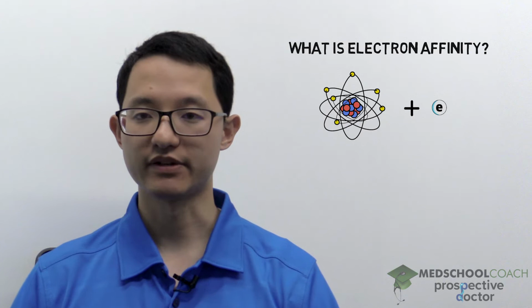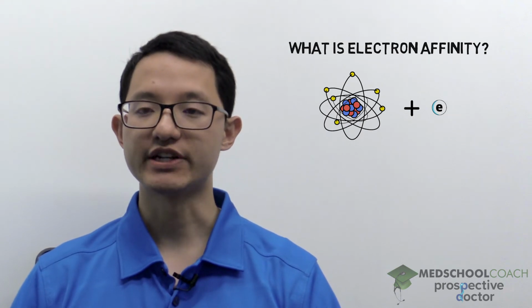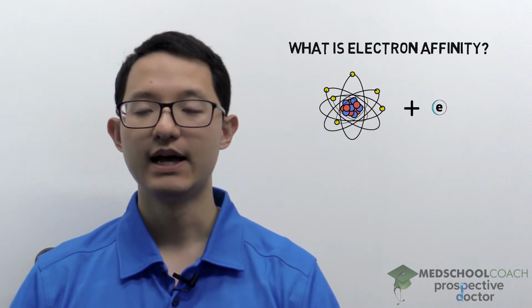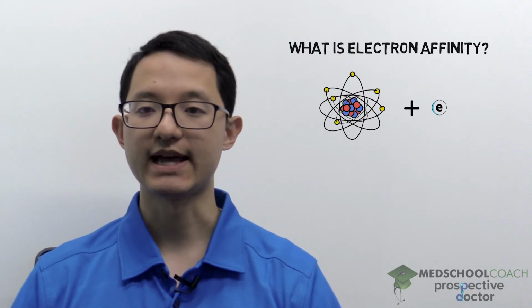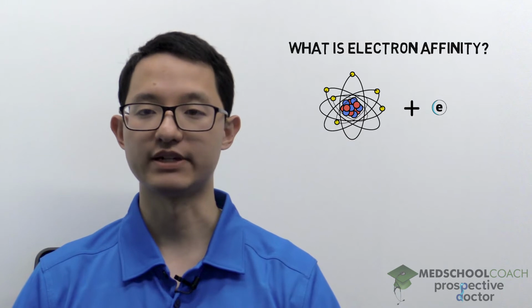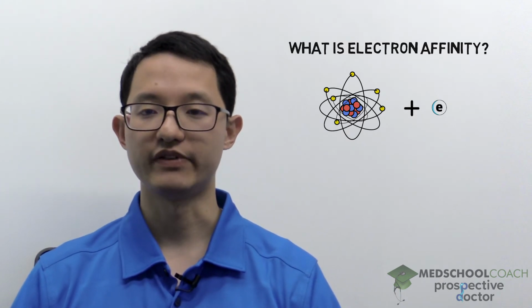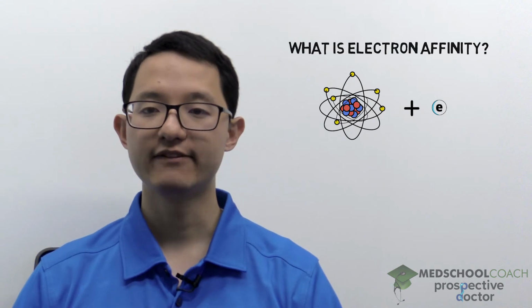A positive electron affinity means that energy is required for the electron to be added to the atom. A negative electron affinity means that energy is released when the electron is added to the atom. You should know that a greater electron affinity is a more negative value.